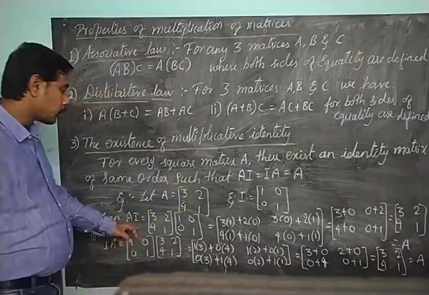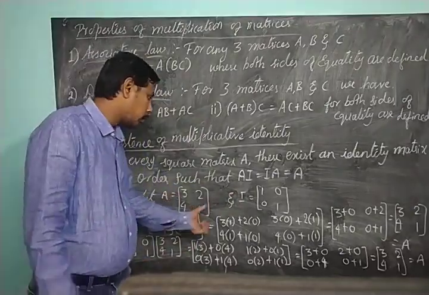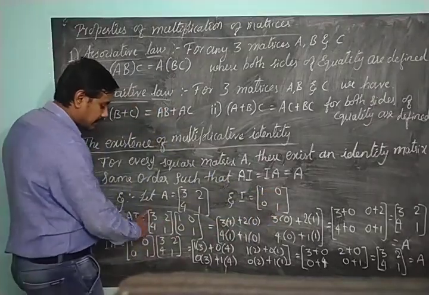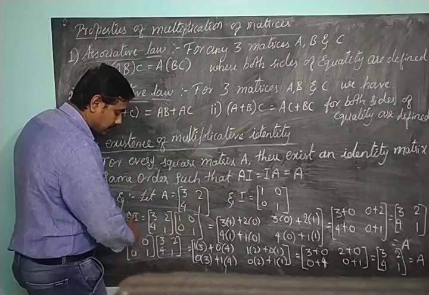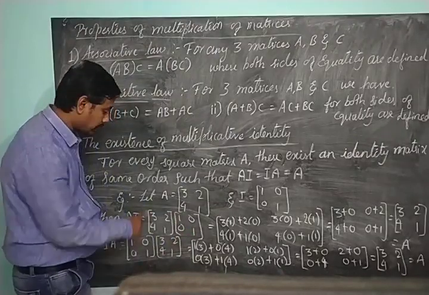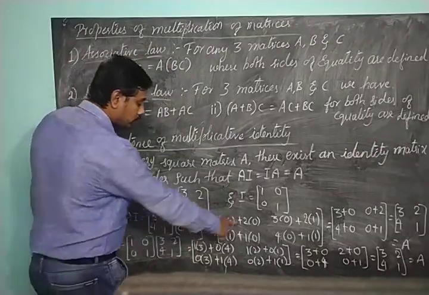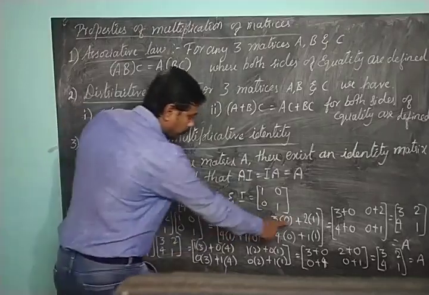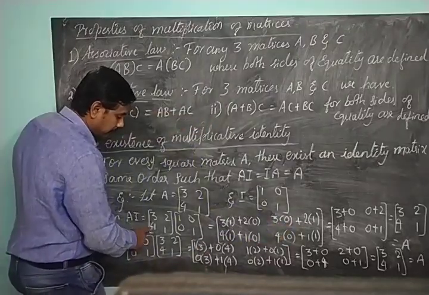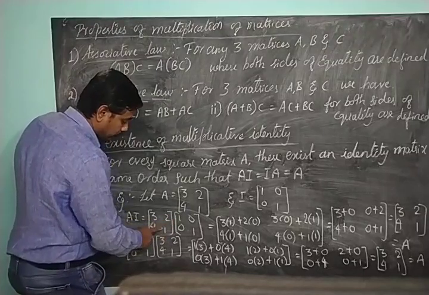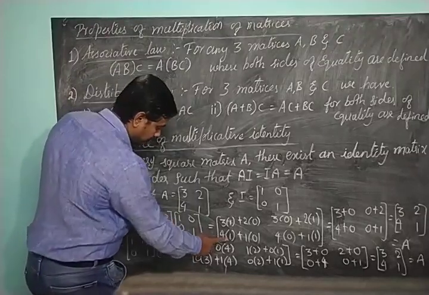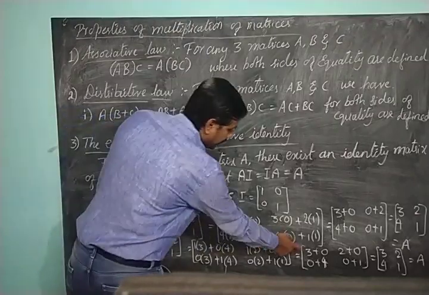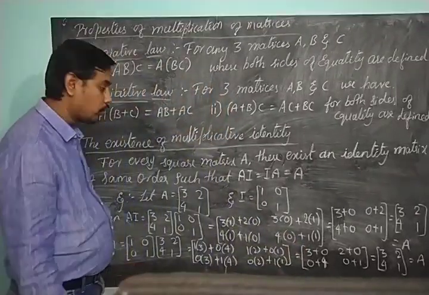What will be A into I? That is 3, 2, 4, 1 into this unit matrix. When I multiply this, a row should be multiplied with a column. 3 into 1 plus 2 into 0. 3 into 0 plus 2 into 1. Then 4 into 1 plus 1 into 0. Then 4 into 0 plus 1 into 1.